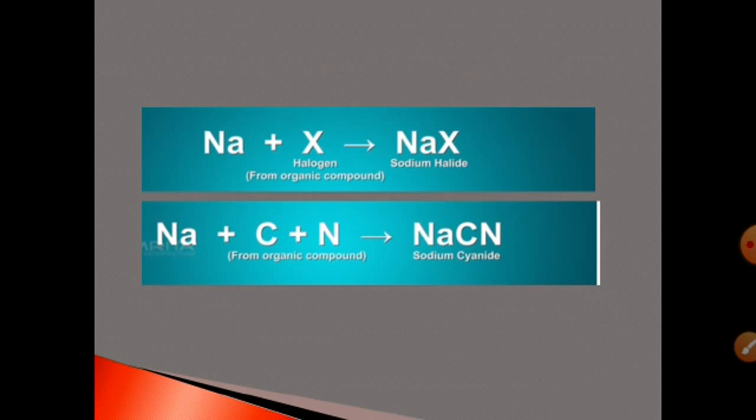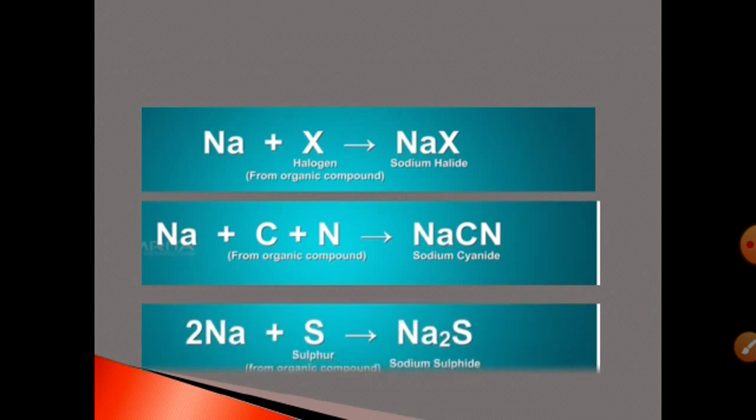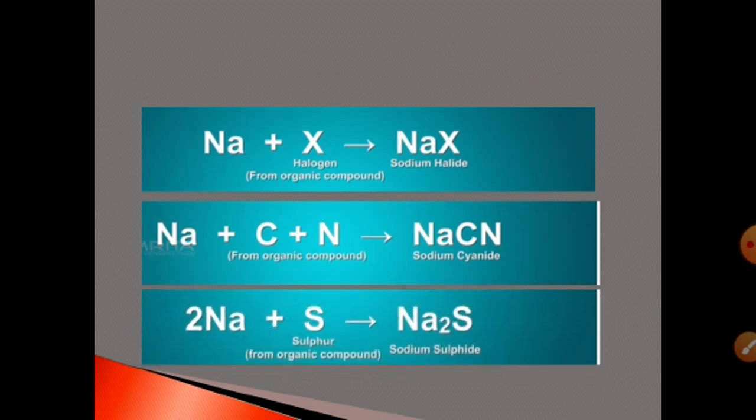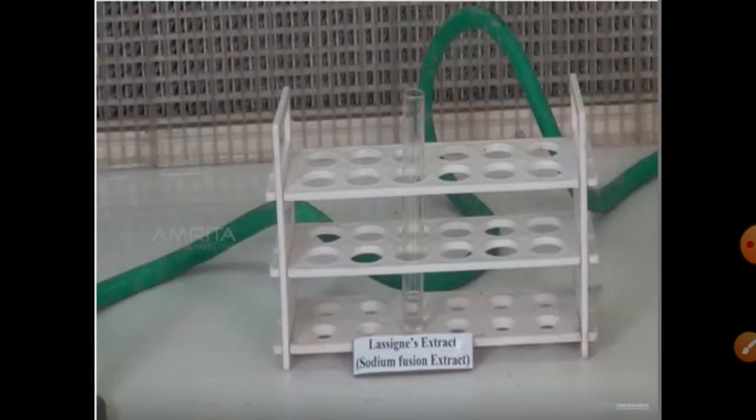Nitrogen is present in organic compounds. When it is fused with sodium metal, it is converted into sodium cyanide. Similarly, sulfur present in an organic compound is converted into sodium sulfide. These ionic salts formed during the fusion are extracted in an aqueous solution, and this solution is known as sodium fusion extract or Lassaigne's extract.